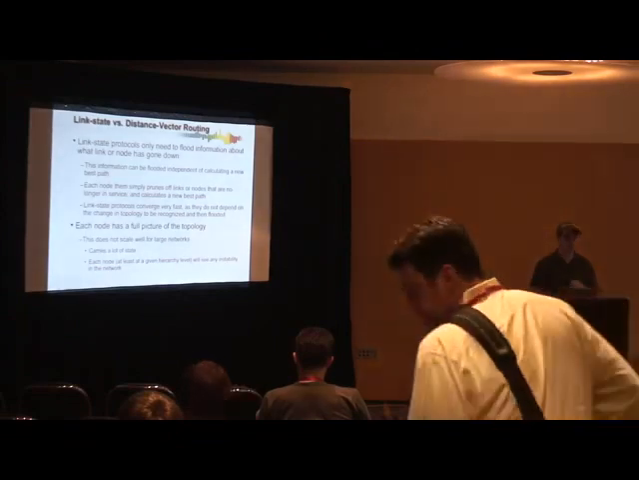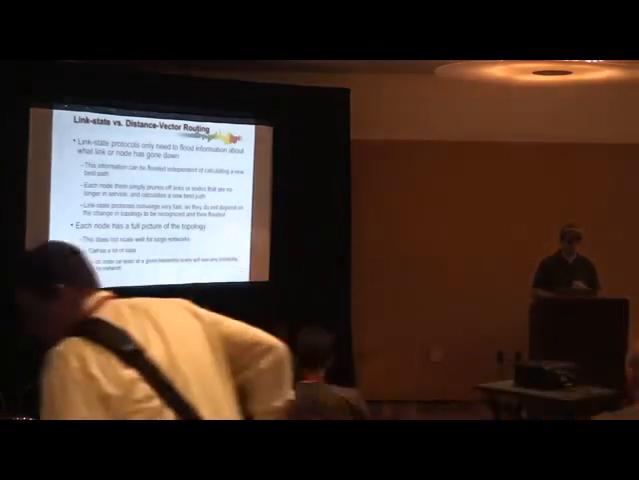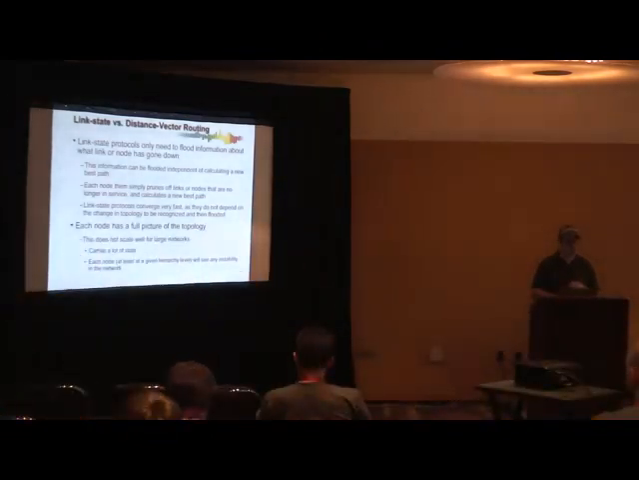The drawbacks to this is that each node has a full view of the topology. It doesn't scale well for large networks. It carries a lot of state, and each node, at least at each given level of hierarchy, will see all the instability in the network.